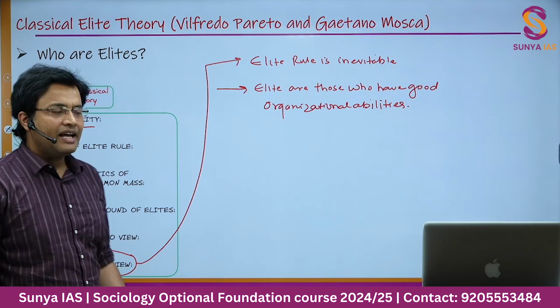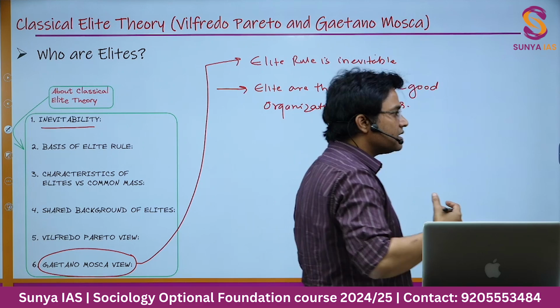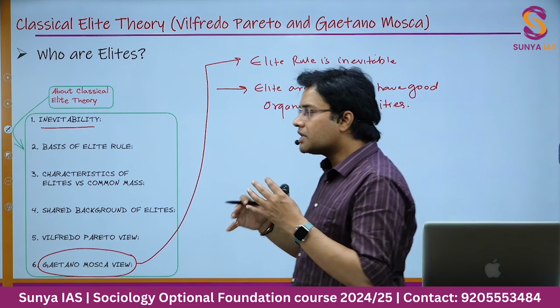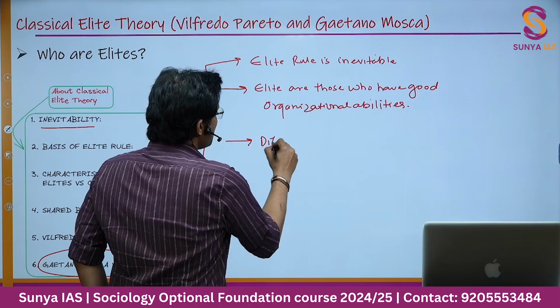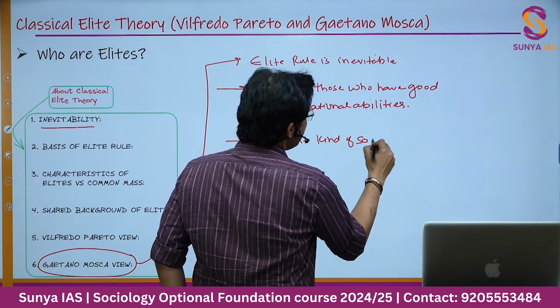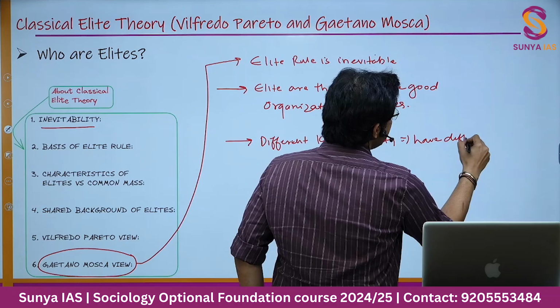Right? And here, Mosca also added that different societies have different kinds of elites. Why? Because when the nature of society overall changes, the kind of elites also changes. So different kinds of society have different kinds of elites.